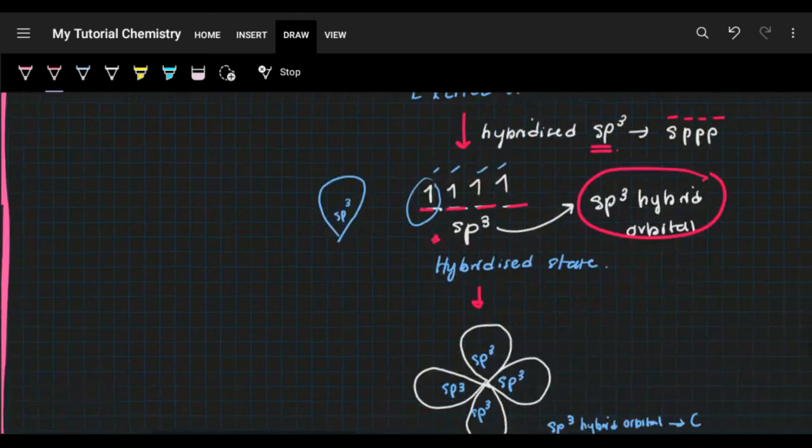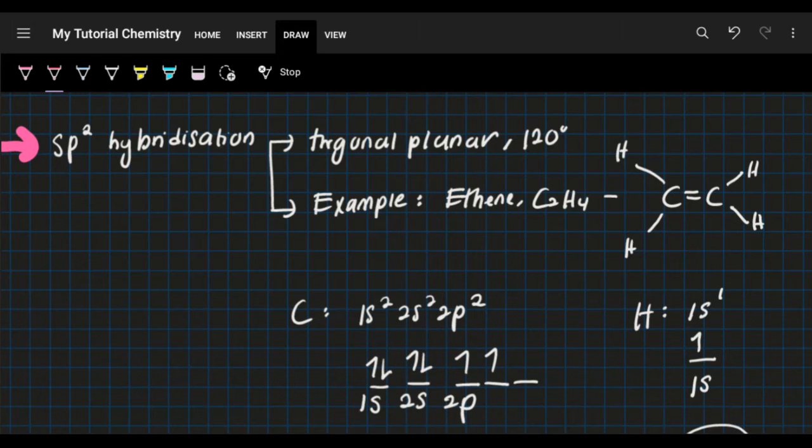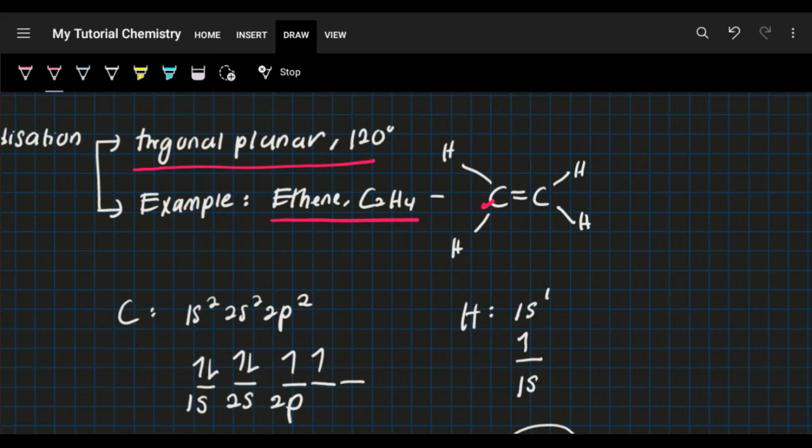Next, the formation of sp2 hybridization. Make sure the central atom has trigonal planar geometry, which is a 120 degree angle. Let's say the left carbon is the central atom. So it has 3 electron domains: 1, 2, 3. Only the central atom undergoes hybridization, but the terminal atom does not undergo hybridization.